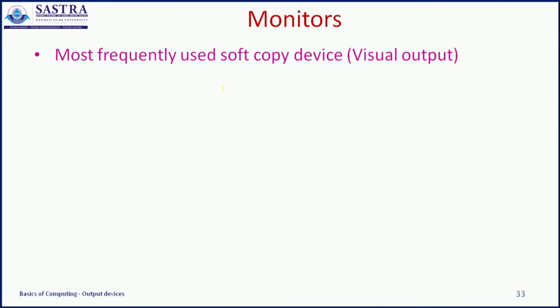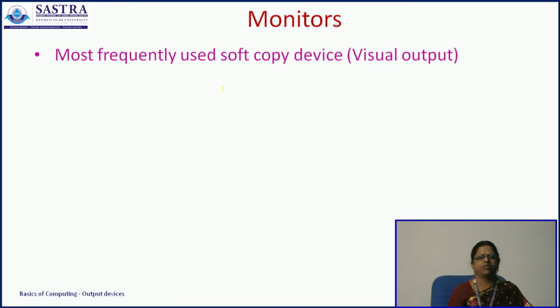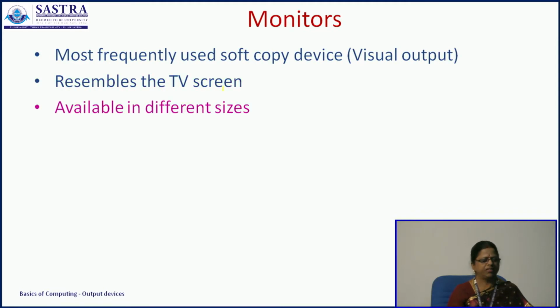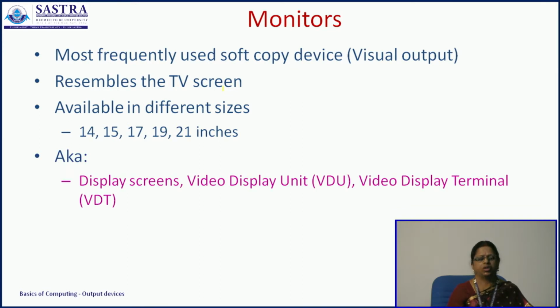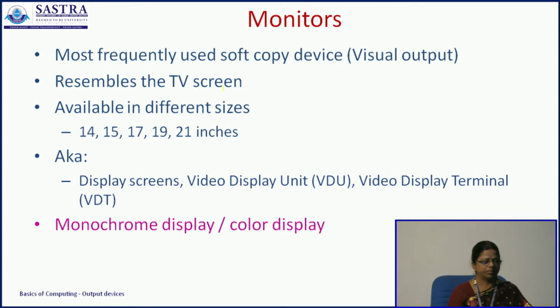So far, we have been discussing the various kinds of printers. The next widely used output device is the monitor. It is the most frequently used soft copy device which is capable of producing visual output. It resembles the TV screen and it is available in different sizes from 14 inch, 15 inch, 17 inch, 19 inch, 21 inch and still more. It is also called display screen or visual display unit or visual display terminal. It can be a monochrome display or a color display, but nobody uses monochrome display nowadays.